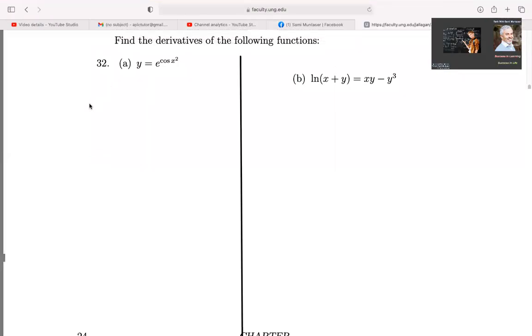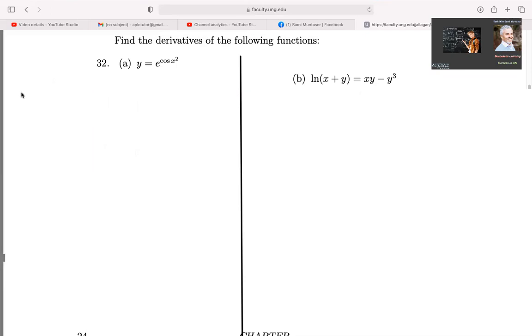So here are 2 questions that they want us to do the derivative. The first one is with dy dx, and the other one also with dy dx. Here, though, in the second one here, it's going to be implicit differentiation.